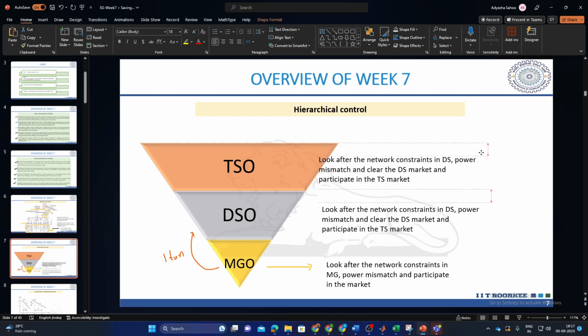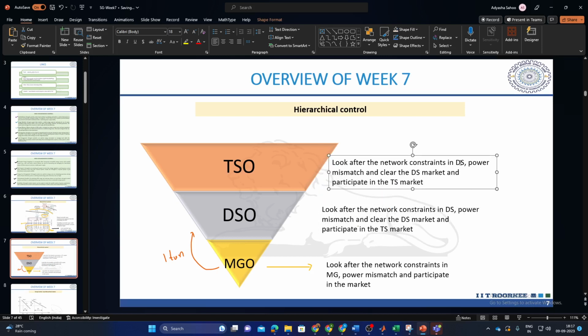And what is the responsibility of the TSO? Similar to that, it is responsible for operating its own network constraints in the transmission system. And here it will clear the transmission system market considering the demand from n number of DSOs. So this is the hierarchy.